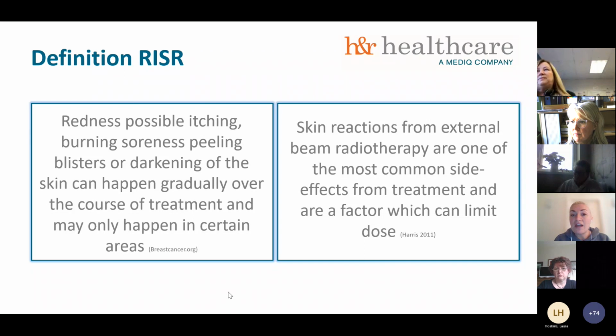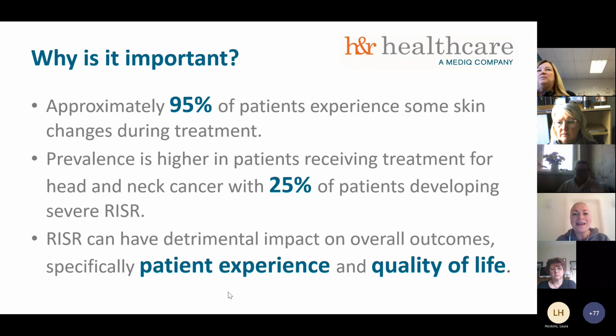We also know that skin reactions from external beam radiotherapy are one of the most common side effects from treatment and are a factor which could limit dose, alter treatment schedules, and have a significant impact on that patient's quality of life and how they're able to tolerate continuing with their radiotherapy. So why is it important?